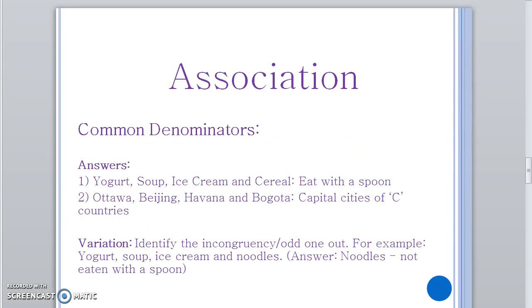So yogurt, soup, ice cream, and cereal are all things we eat with a spoon. Ottawa, Beijing, Havana, and Bogota are all capital cities of C countries. A variation on this activity is to have learners identify the incongruency or odd one out. For example, yogurt, soup, ice cream, and noodles. The answer is noodles because noodles are not eaten with a spoon.